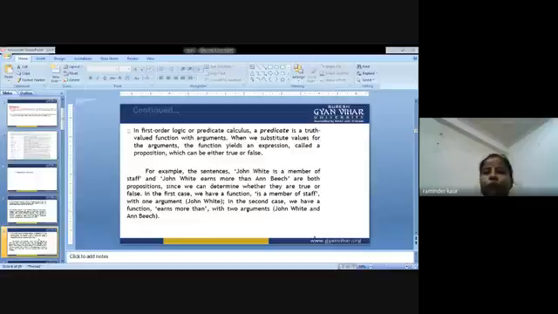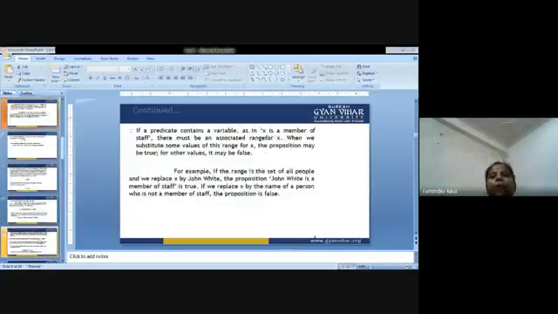In the first case, we have a function 'is a member of staff' with one argument, that is John White. In the second case, we have a function 'earns more than', with two arguments, John White and Anne Beach. So if a predicate contains a variable, as in 'X is a member of staff', there must be an associated range for X. When we substitute some values of this range for X, the proposition may be true. For other values, it may be false, depending on the certain condition.